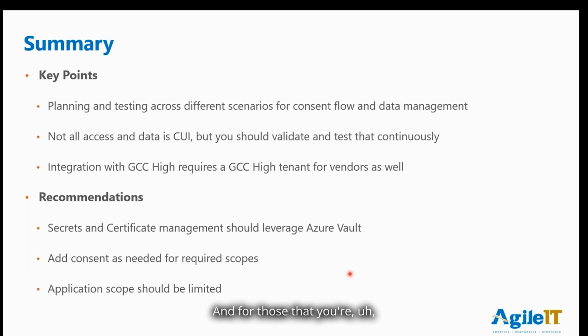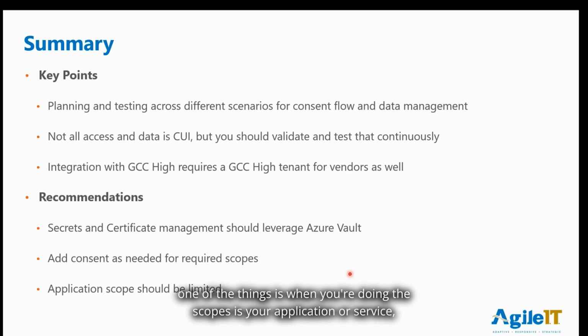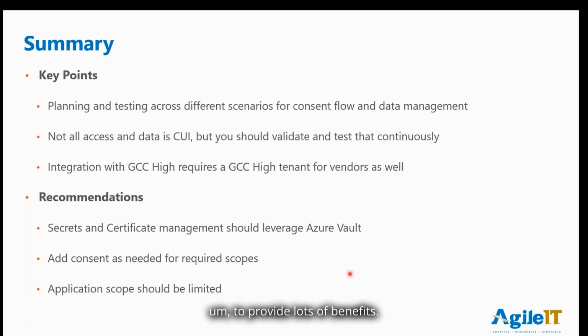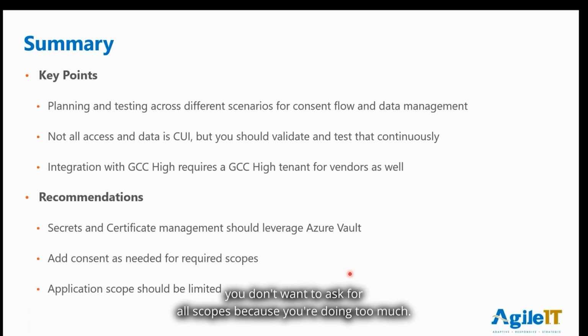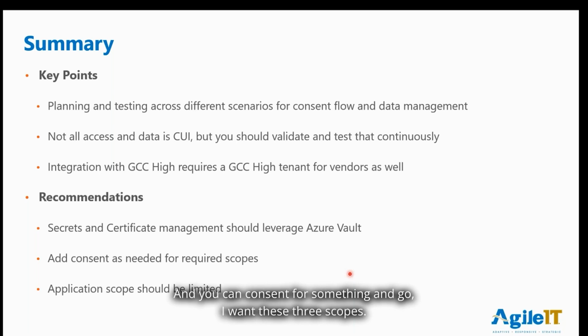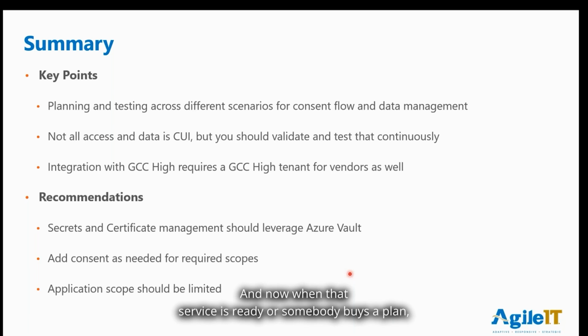One of the things when you're doing the scopes is that your application or service could provide lots of benefits. You have plan 1, plan 2, plan 3, capabilities 1, capabilities 2. So you don't want to ask for all scopes, because you're doing too much. They didn't need to buy that, or it's not ready for that. You can consent and say, I want these 3 scopes. And when that service is ready, or somebody buys a plan, or it's used in that view, you can do a reconsent and get scopes added on. So you can do that as you move along.